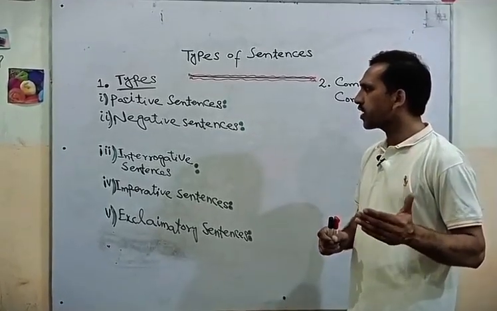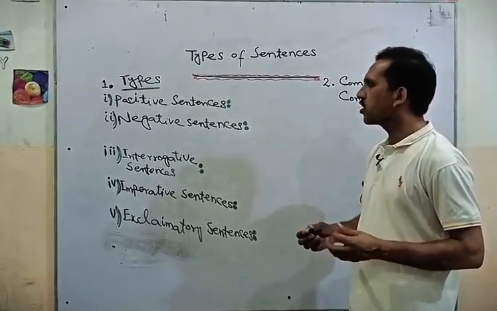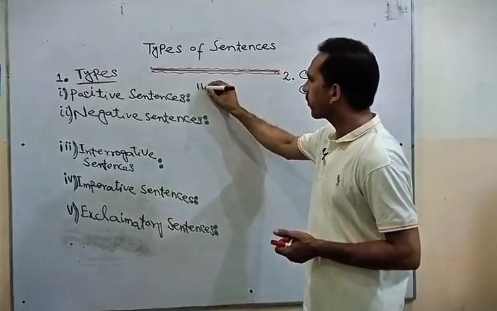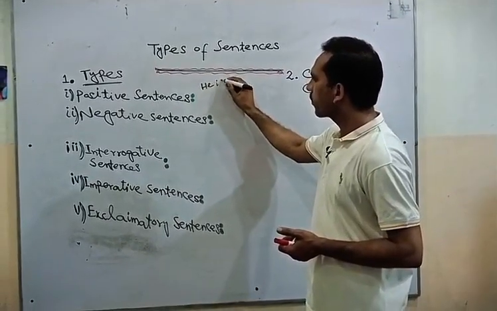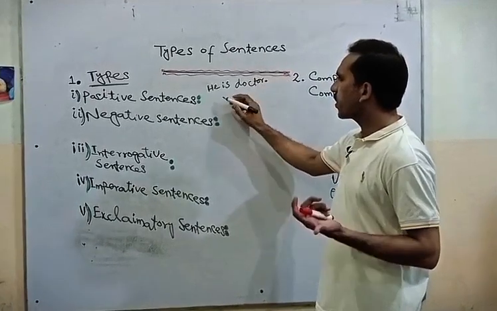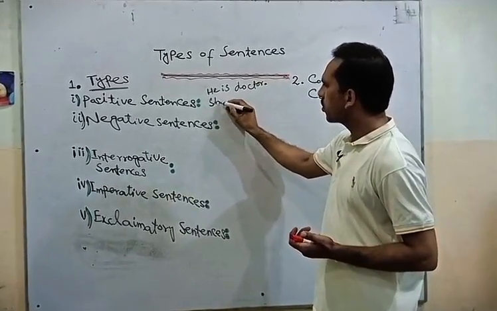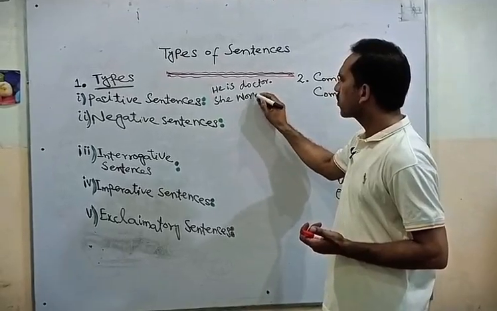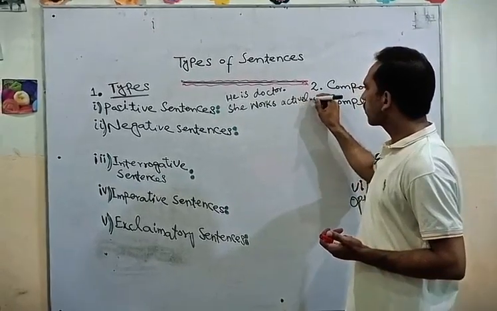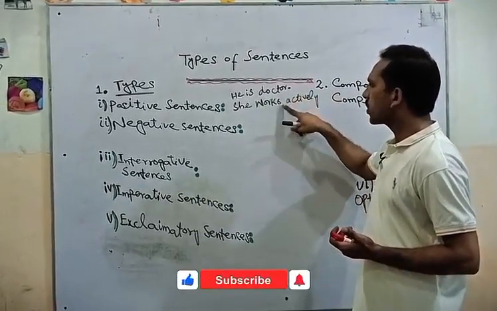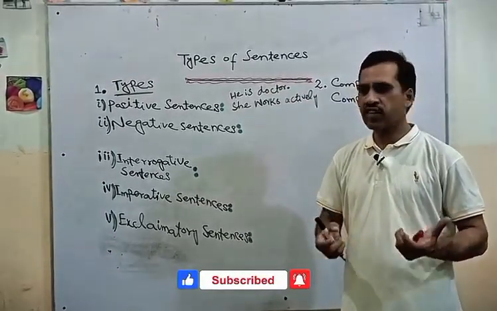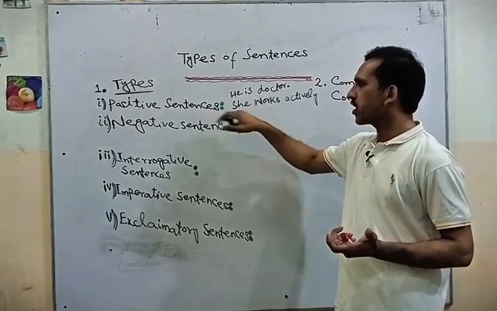Let's see some examples of positive sentences. He is a doctor, as well as we can say, she works actively. These two sentences are simple sentences, and these are positive sentences.